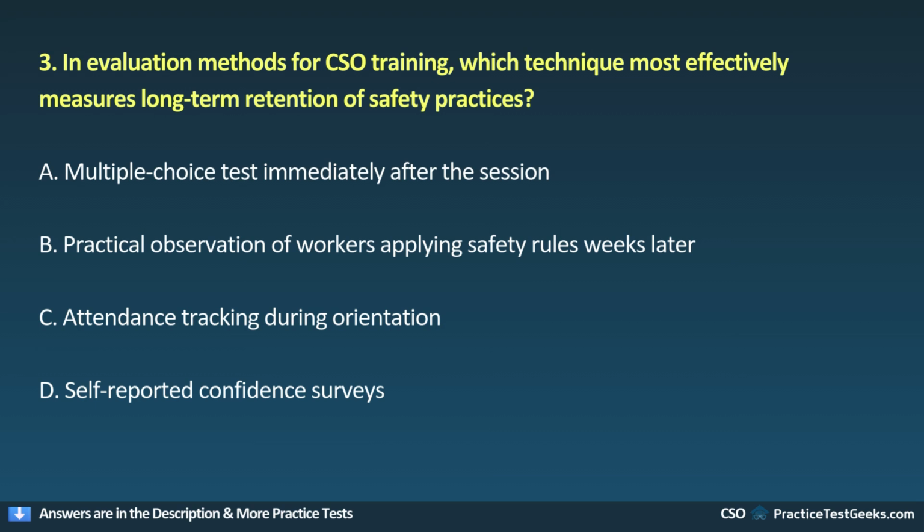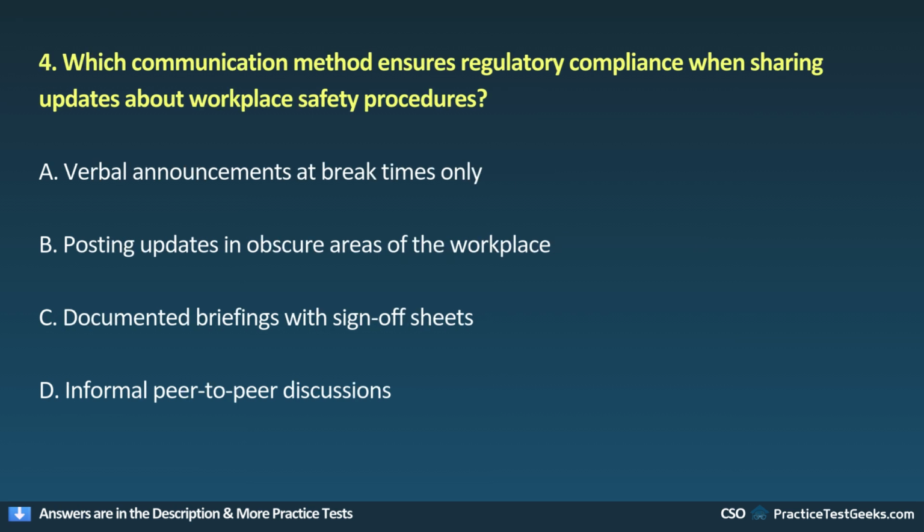3. In evaluation methods for CSO training, which technique most effectively measures long-term retention of safety practices? A. Multiple choice test immediately after the session. B. Practical observation of workers applying safety rules weeks later. C. Attendance tracking during orientation. D. Self-reported confidence surveys.